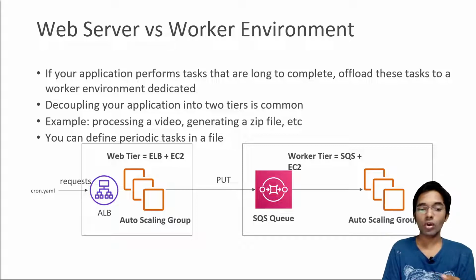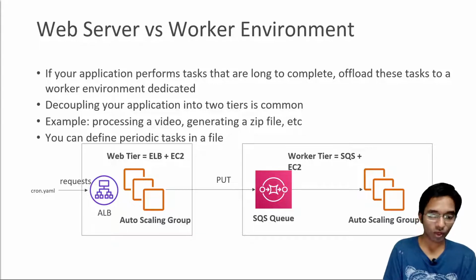So for example, what are the kinds of tasks that could be long to complete? Processing a video, maybe if you want to add some kind of text on top of that video, or generating a zip file, or creating a very complicated filter for your image. And in your worker environment, you are able to define a bunch of periodic tasks to be done using a cron.yml file, which will run cron jobs directly from your worker environment.